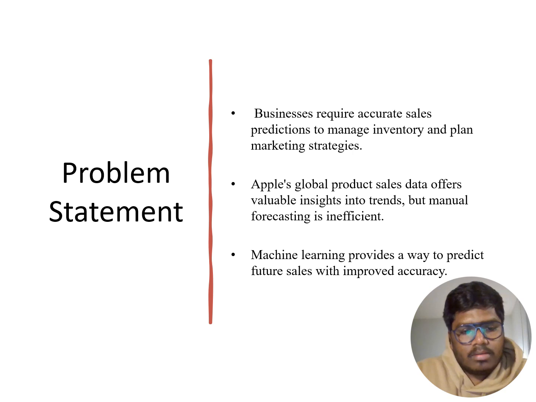Problem statement. Businesses need accurate sales predictions to manage supply chain operations efficiently and reduce losses due to overproduction and understocking. Apple's global product sales dataset provides valuable insights into customer trends, but manual forecasting methods are often time-consuming and inaccurate. The challenge is to develop a reliable and efficient machine learning model that accurately predicts Apple's sales figures. By applying machine learning, we can improve forecasting accuracy and identify key factors influencing revenue.